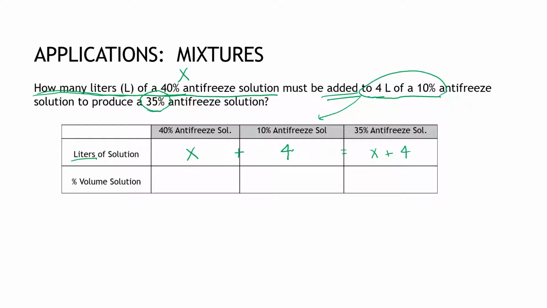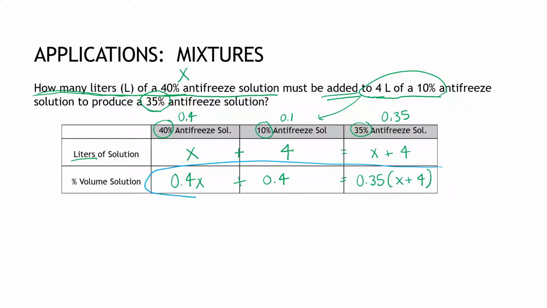The next step is essentially to take these numbers times the solution. So this is actually 0.4, as we know, so this is 0.4 times x, which is 0.4x. This is 0.1, as you know, so 0.1 times 4 is 0.4. And this is 0.35, as you know, so this is 0.35 times x plus 4, which I could distribute, but I'm just going to do that on the next step. So the good news is, this is my equation. It seemed a little confusing, but making the table helps you create the equation.